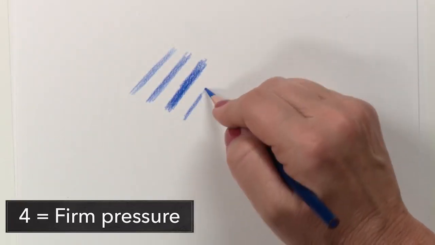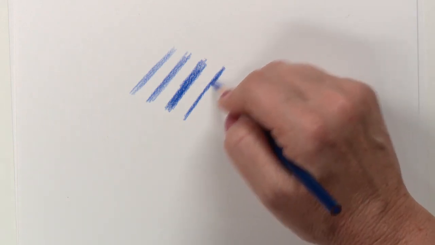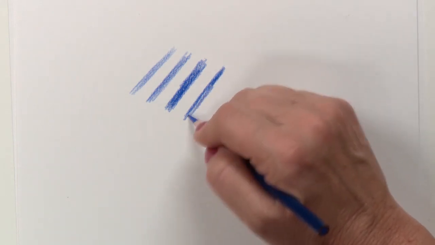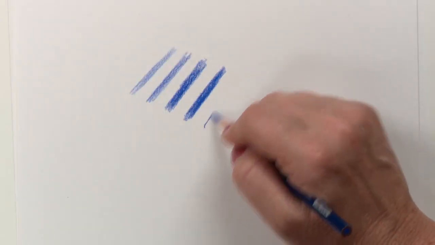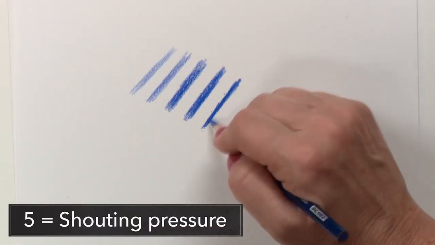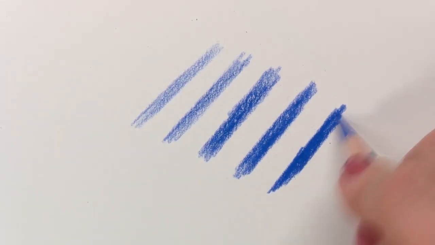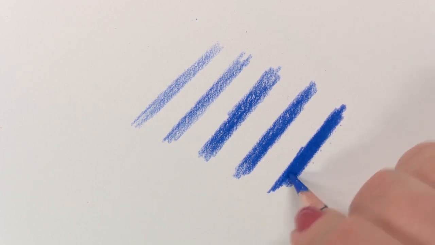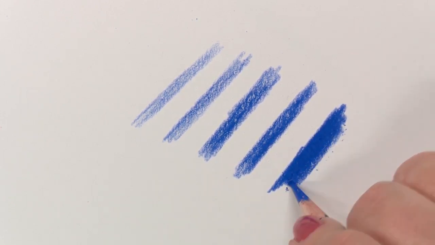Firm pressure is just a little bit more. I actually come down with my fingers a little bit closer to the tip so that the tip doesn't break on me. And then the 5th stroke is shouting strokes. So we start with whisper strokes and we end with shouting strokes. And this is where you're flattening the tooth of the paper. You're really pressing hard, and you're getting that sleek, painterly finish.